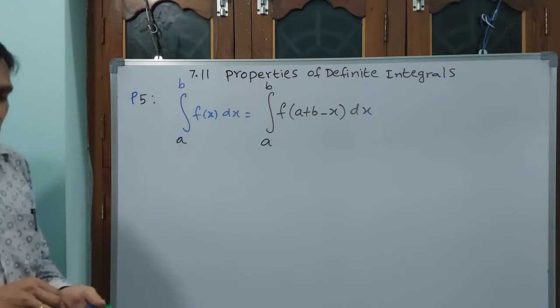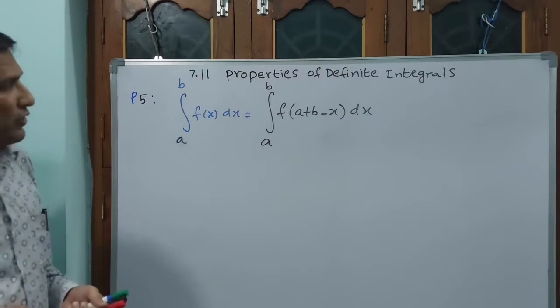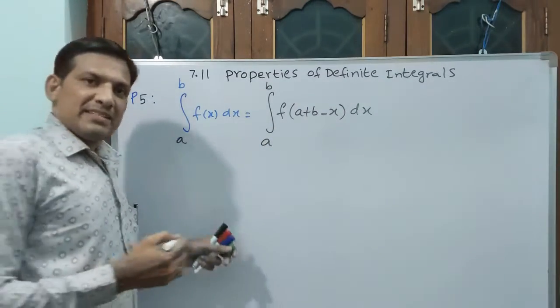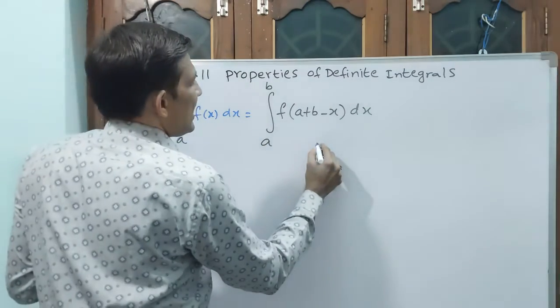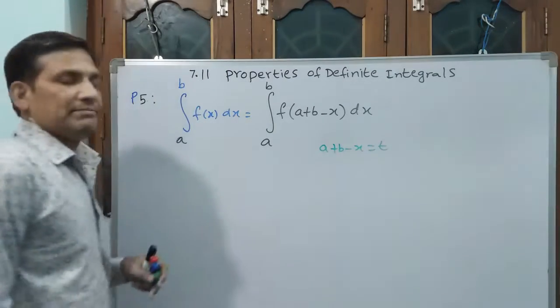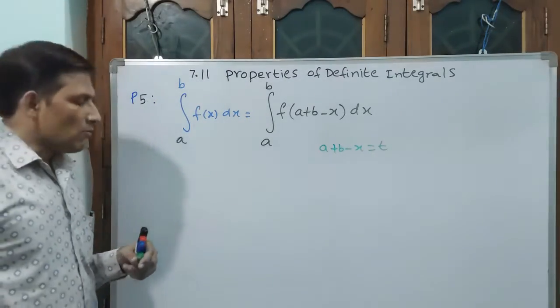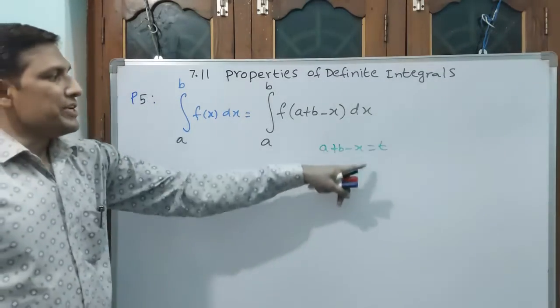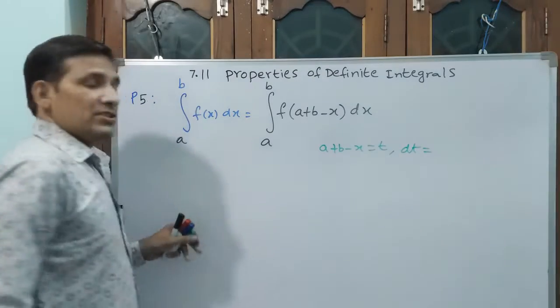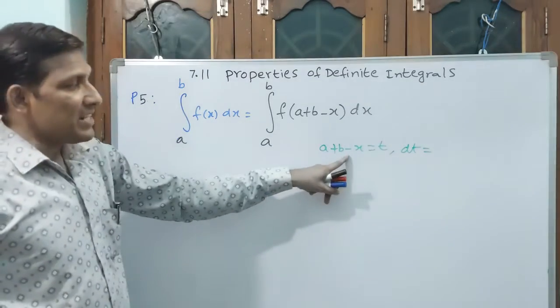See how to prove this. I am showing you, observe carefully. I am taking a plus b minus x is equal to t. Say, let a plus b minus x is equal to t. Then what about the dt? dx is equal to minus dt.